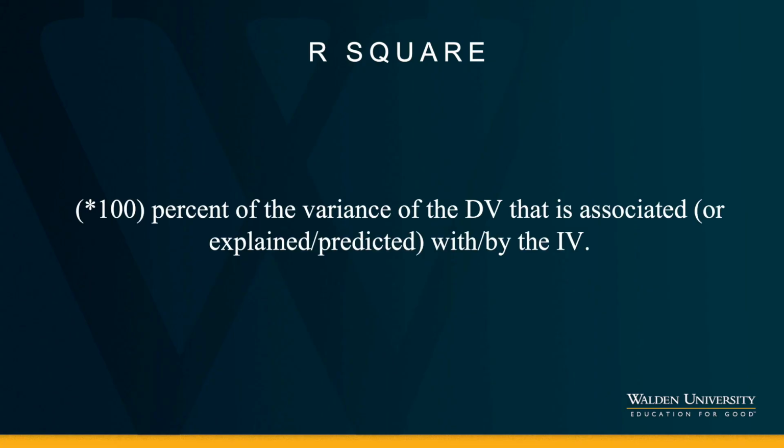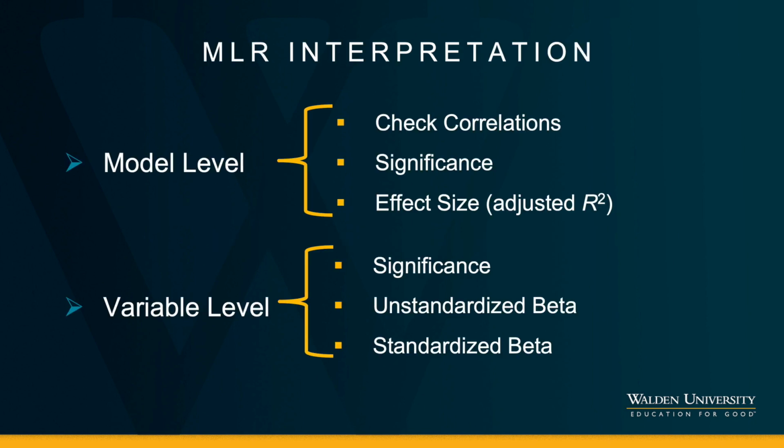I multiplied with 100%, and that tells me what percentage of the variance of the dependent variable is explained or predicted by the independent variables. I have multiple variables in this regression model. I have now interpreted this at a model level. I want to now move back to the slide with the interpretation at variable level.